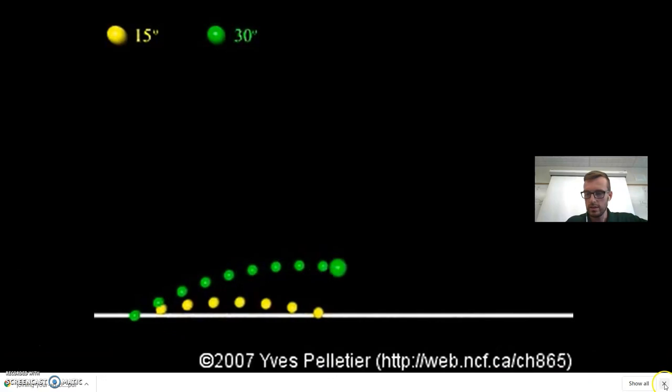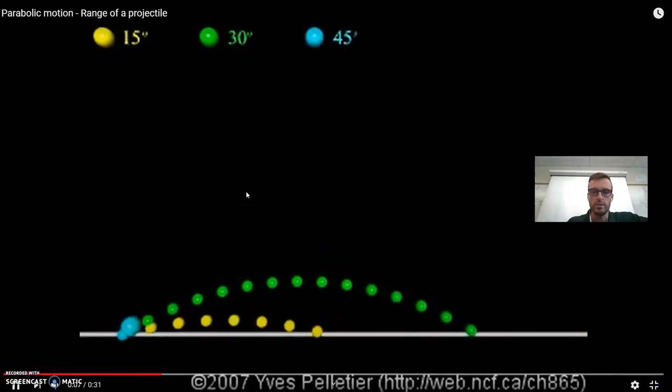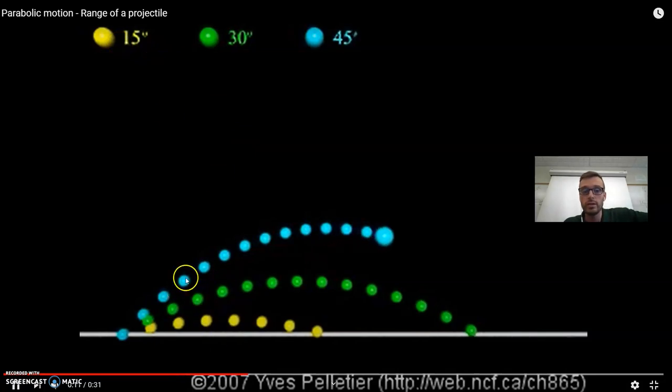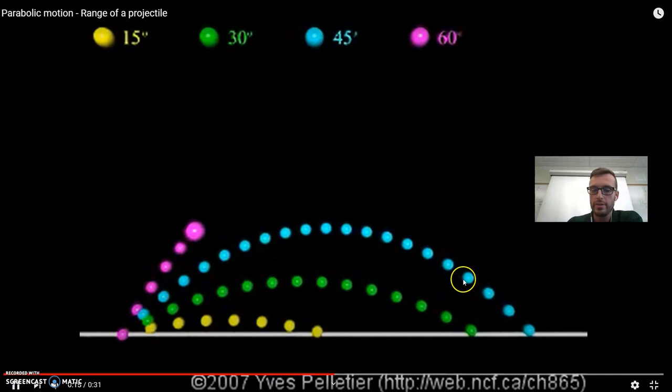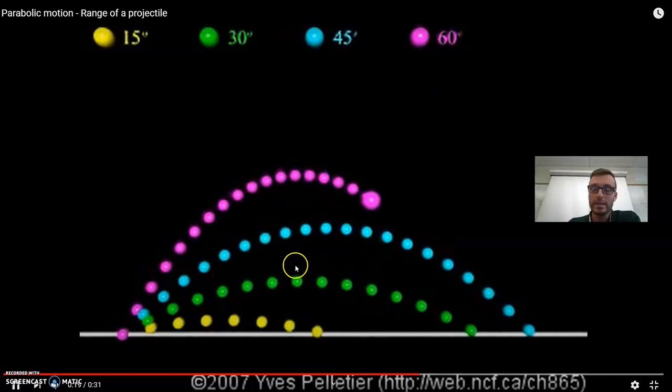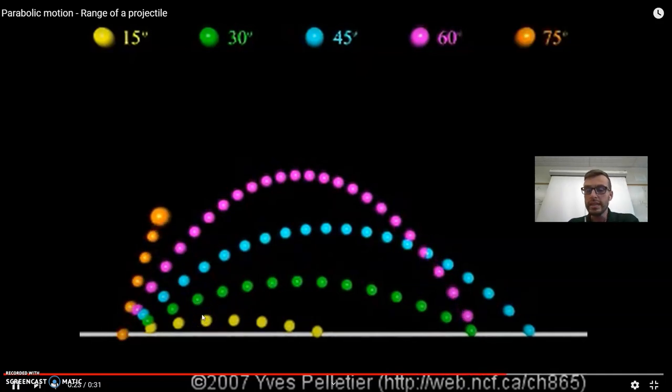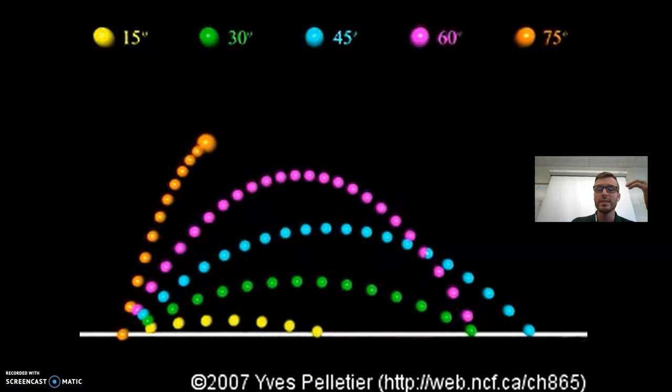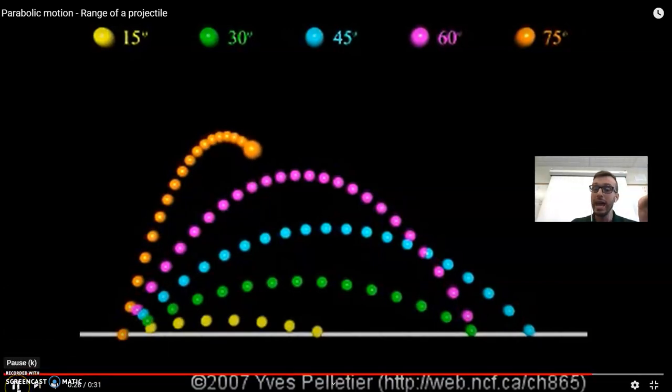Up top here, you see they're labeling the yellow path is 15-degree angle. The green path is a 30-degree angle. The blue path is a 45-degree angle. The purple path is a 60-degree angle. And the last one here is going to be a 75-degree angle. Now you'll notice the 75-degree angle one stays in the air the longest. It has the longest what we call hang time.